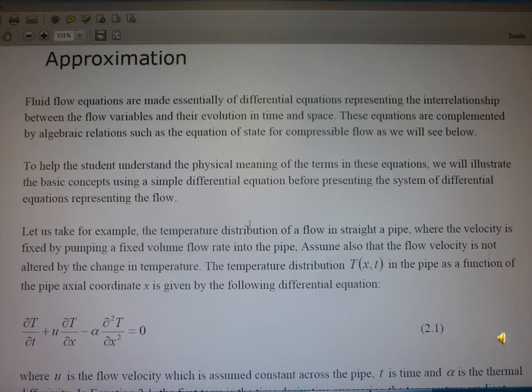Assume that the flow velocity is known, and we are looking at the change in temperature. The temperature distribution T in the pipe, as a function of the pipe axis coordinate x, is given by the following differential equation.